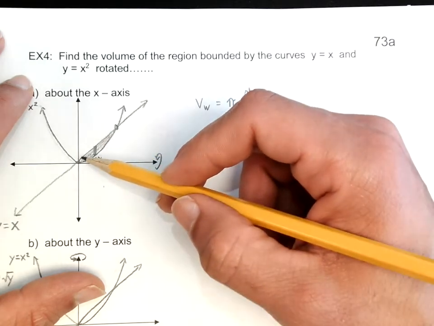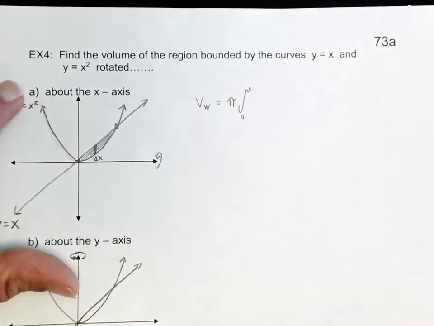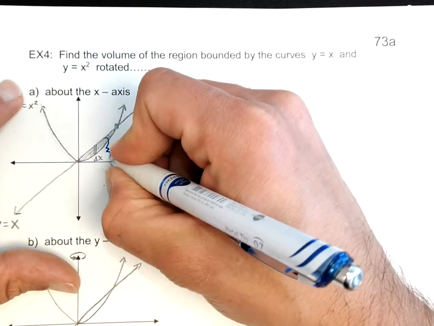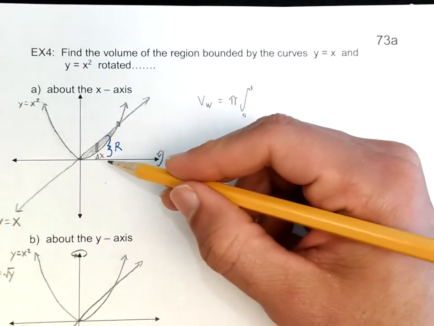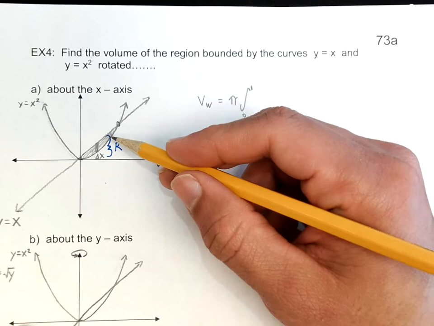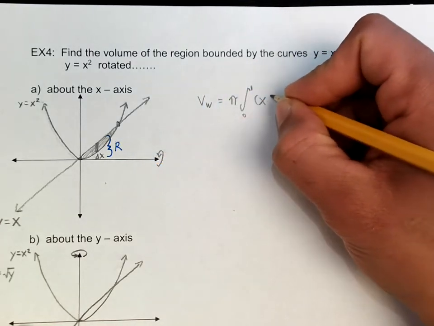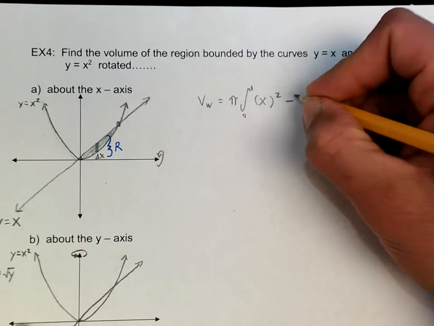So I want to find the radius basically. I'm going to put a line here. I don't know if this is very helpful or not. This would be r. The radius from the x-axis to here is just going to be x. And if you remember, the formula uses the radius squared, so this is going to be x squared. And then we're going to subtract the radius of the hole.